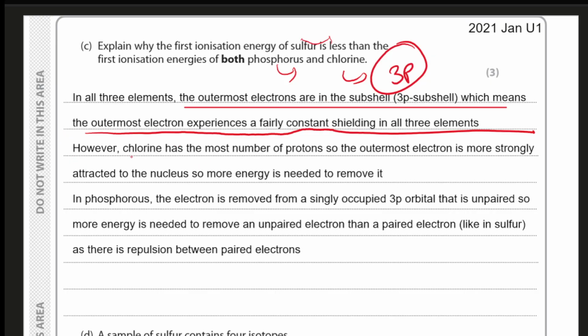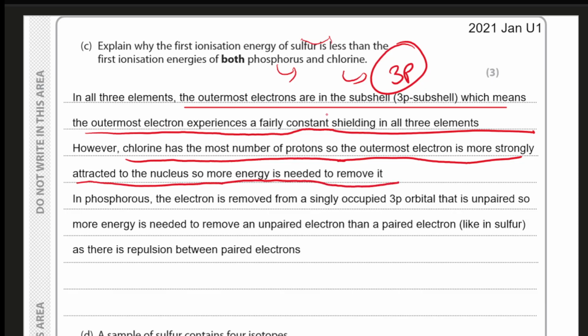Now, the only difference is that chlorine has the most number of protons. So obviously, the outermost electron will be more strongly attracted to the nucleus, so more energy is needed to remove it. Compared to the three elements, even though all of the outermost electrons are present in the 3p subshell, that means they will experience the same amount of shielding. But since chlorine has the greatest nuclear charge, due to the greatest number of protons being present, the outermost electron in the 3p subshell will experience the greatest force of attraction towards the nucleus. So obviously, in order to overcome it, more energy is required.